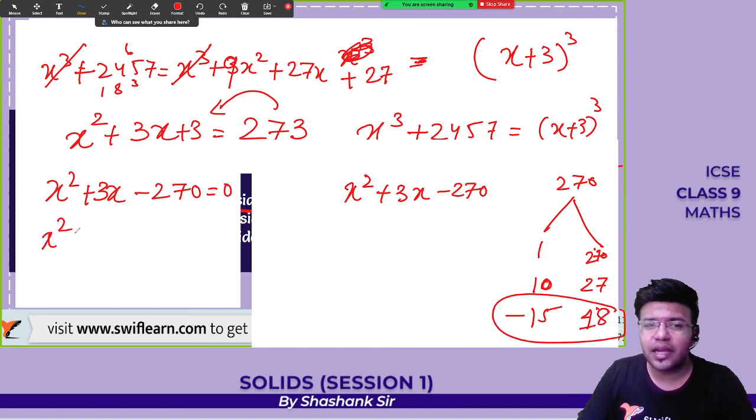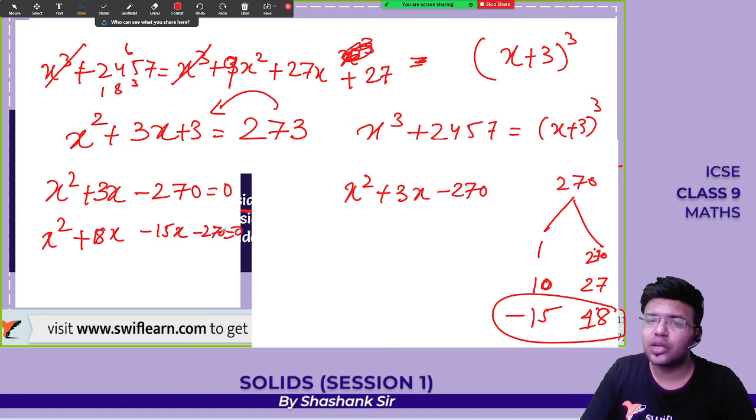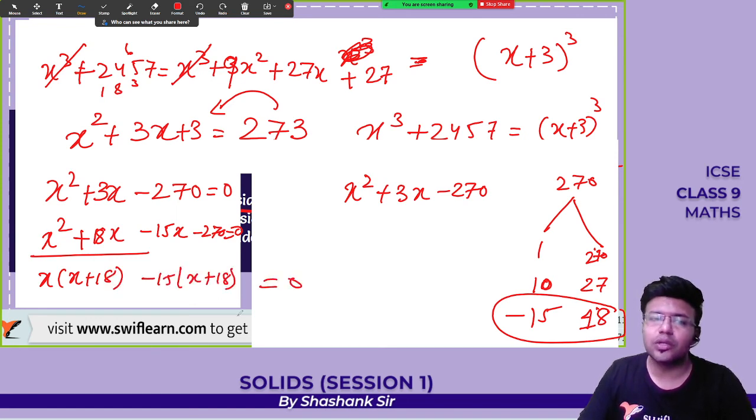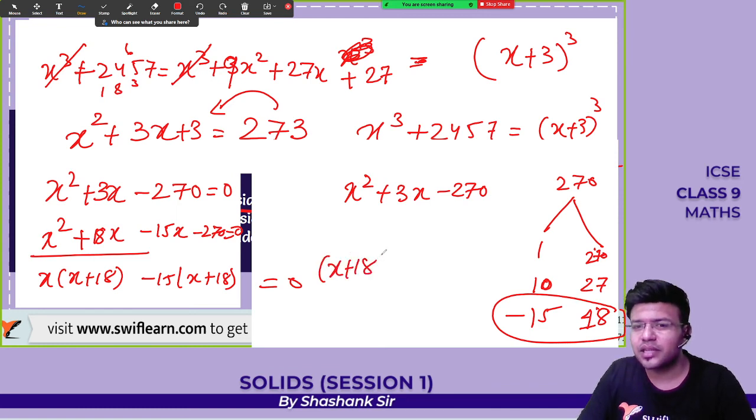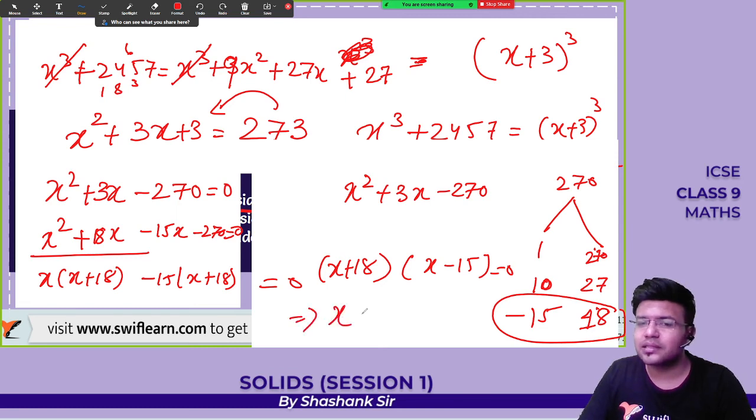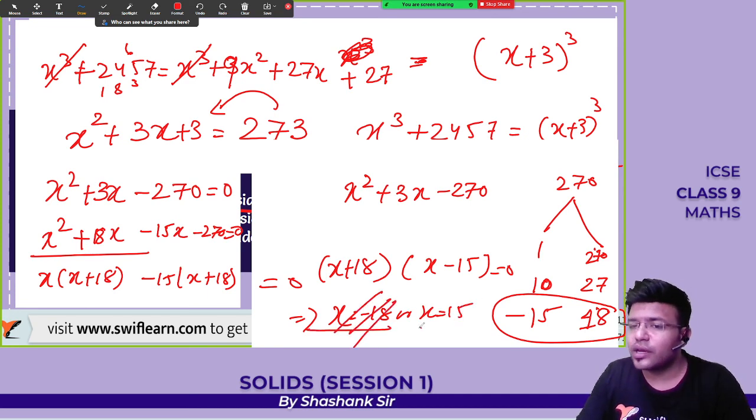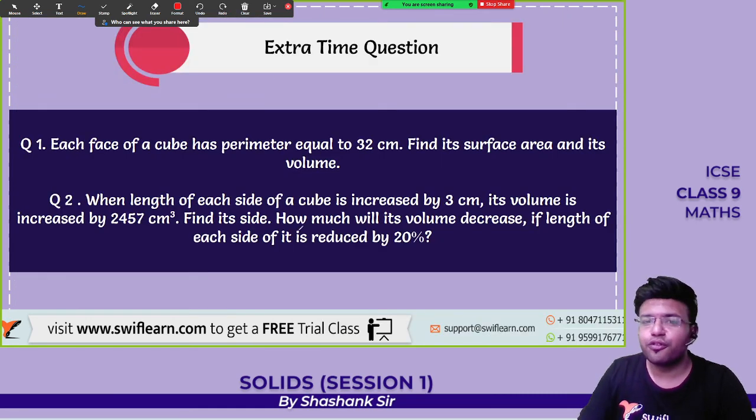So split this: x square plus 18x minus 15x minus 270 is equal to 0. Take x common: x plus 18, minus 15, x plus 18 is equal to 0. So we have x plus 18 into x minus 15 is equal to 0. What does this imply? The side is equal to minus 18 or the side is equal to 15. Neglect the negative value. We have x is equal to 15 centimeter.